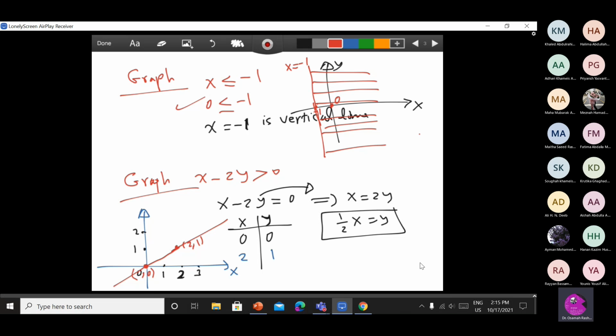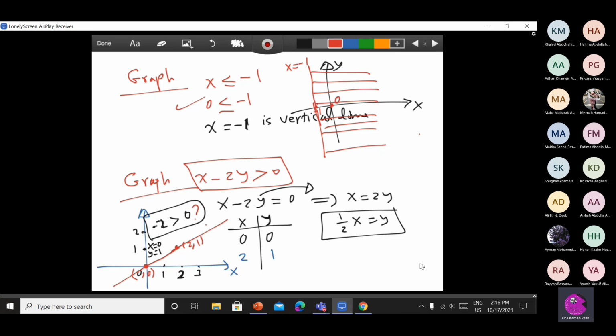Now I would like to check how to graph this one. You cannot use 0 and 0 to check this one, but choose another point above this line. This is a point here. X equal to 0 and y equal to 1. If I put x equal to 0 and y equal to 1, do you think 1 is greater than 0? Yes. No, y is 1, sorry. Y is 1, x is 0, so I have 0 minus 2. Do you think minus 2 is bigger than 0? No.